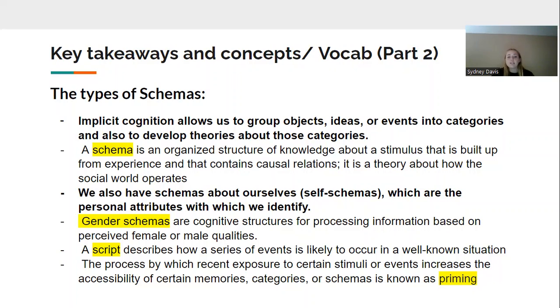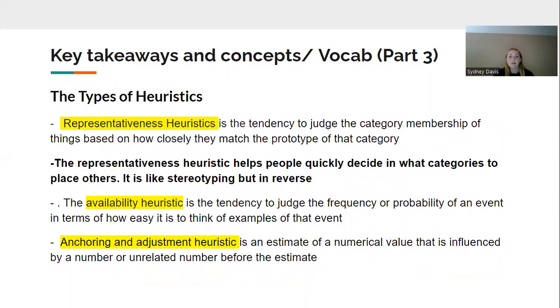The process by which recent exposure to certain stimuli or events increases the accessibility of certain memories, categories, or schemas is known as priming. Now, the different types of heuristics. Representativeness heuristic is the tendency to judge the category membership of things based on how closely they match the prototype of that category. The representativeness heuristic helps people quickly decide in what categories to place others. It's kind of like stereotyping, but in reverse.